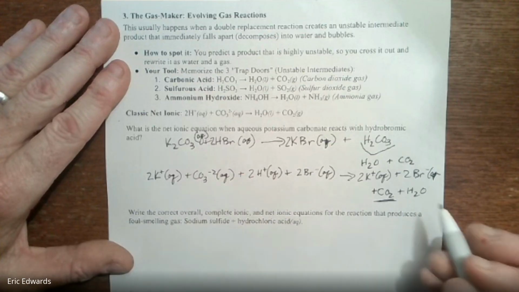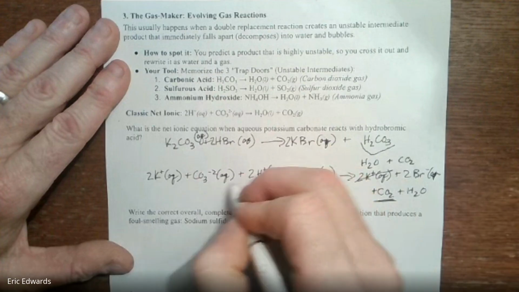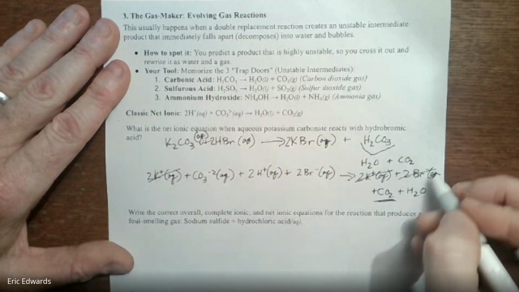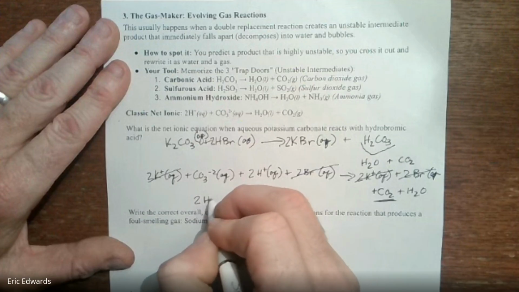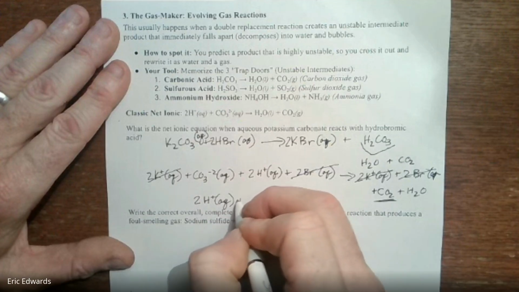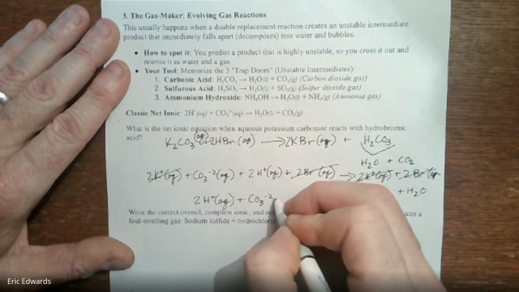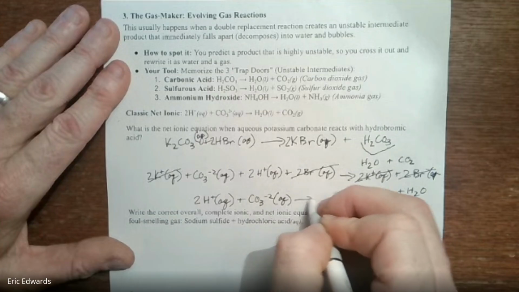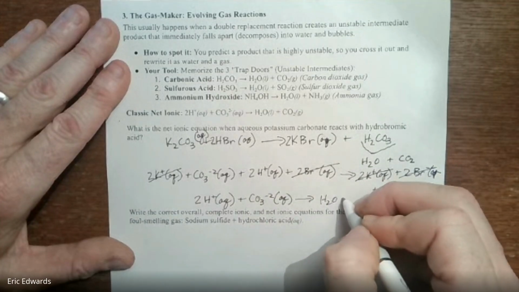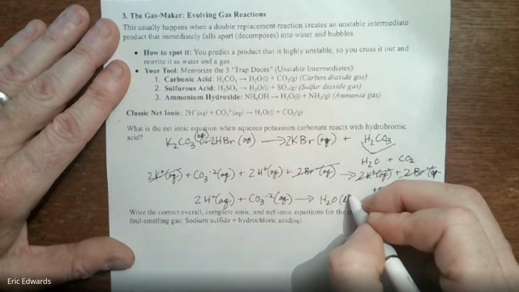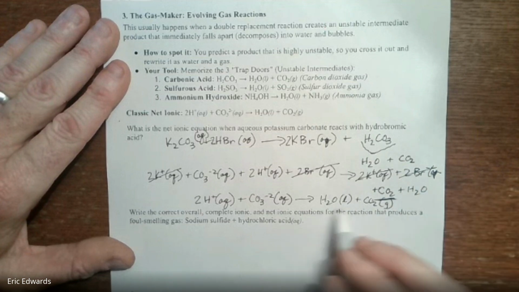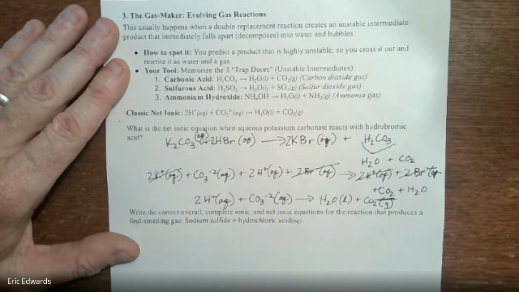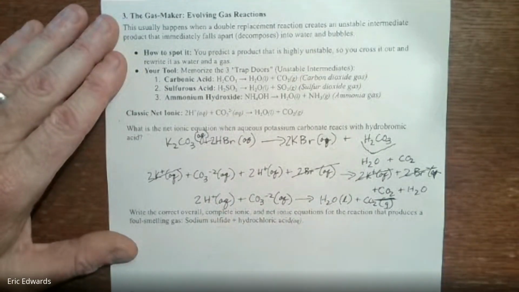And then the net ionic equation, notice I have K plus and Br minus as spectators. So my overall equation is 2H plus aqueous plus CO3 2 minus aqueous, and that's going to give me H2O liquid plus CO2 gas. And that's what's going to come from this one, okay? So that one is the first one that creates the gas. And remember, look for these three gases right here.